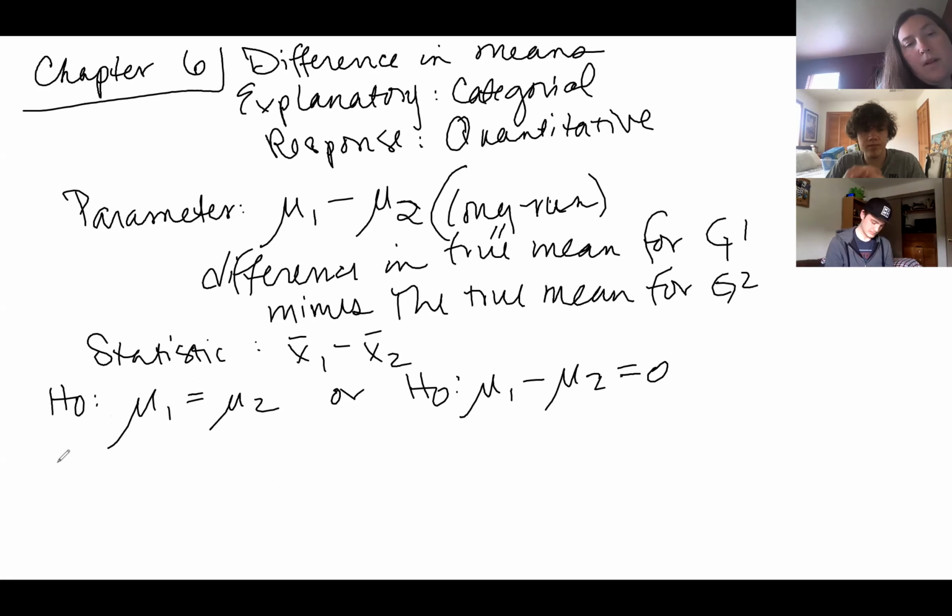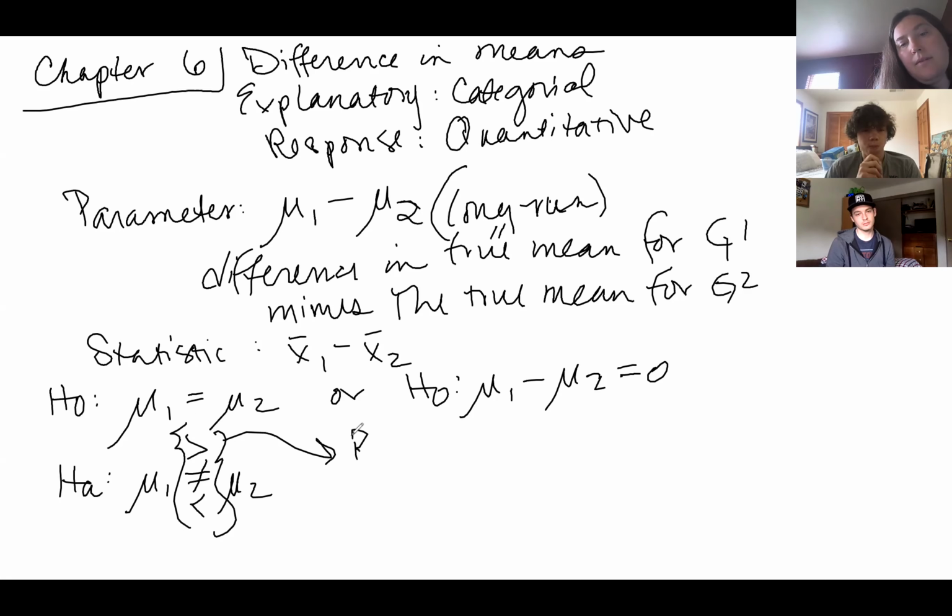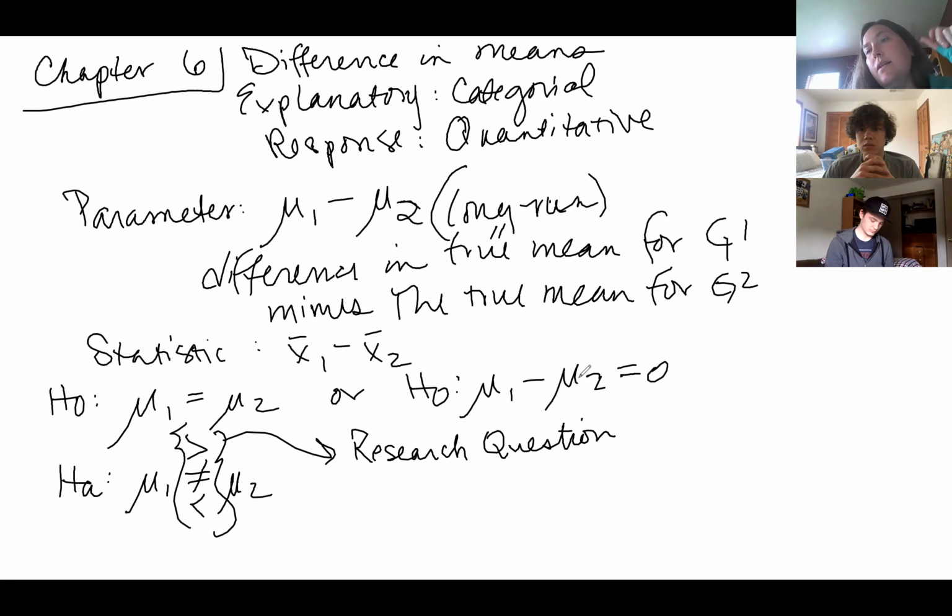For the alternative, we're going to use our research question to decide whether it is greater than, not equal to, or less than. We're going to use that research question to assess that direction. One of the explorations we looked at this week was the difference in true mean number of close friends for men and women. There we're just trying to see, is there a difference? So it'd be a two-sided test, so we'd use not equal to.